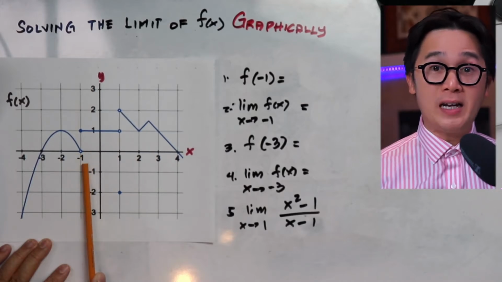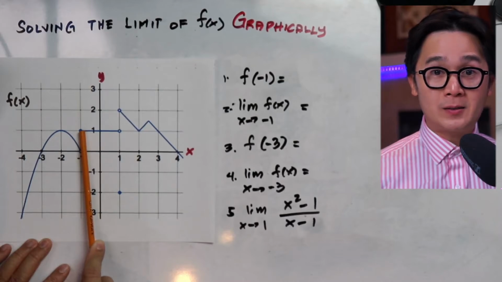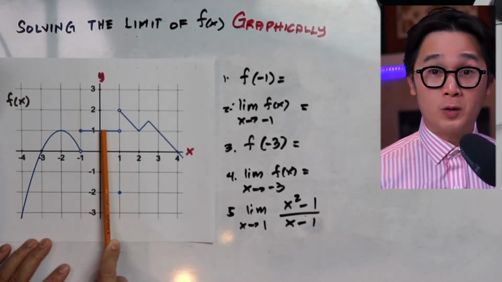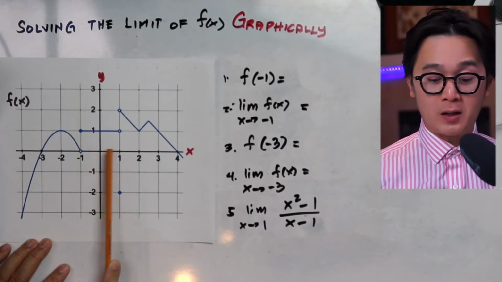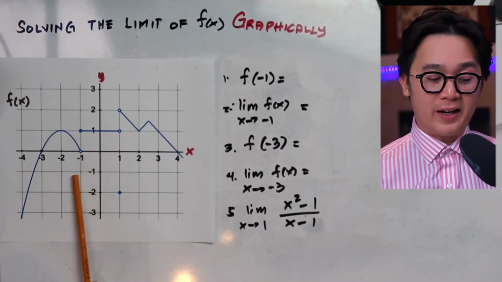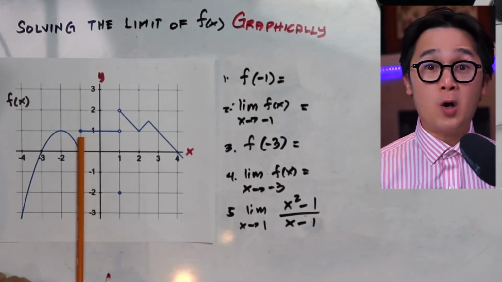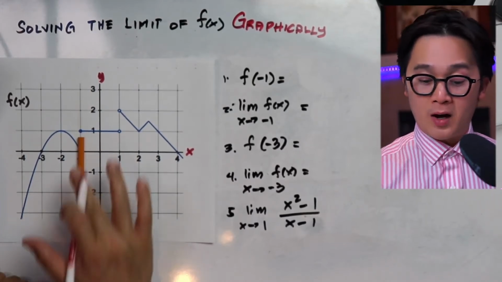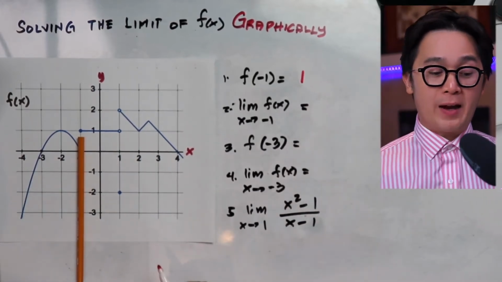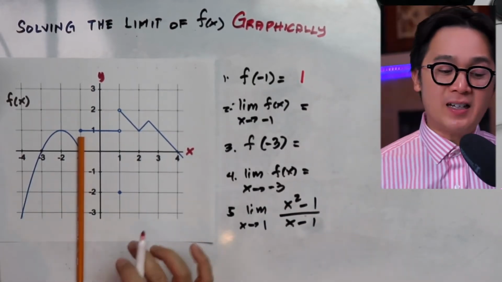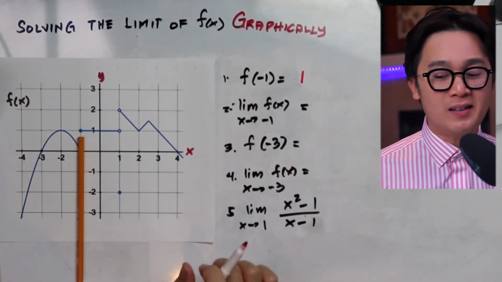And x is equal to -1, and we have two possible answers. It could be this value of y, which is 1, or this value of y, which is 0. But we know in algebra, if the graph has a hole in it, that means it does not exist. So the one that we're going to be using will be the one that exists, which is at y equal to 1.